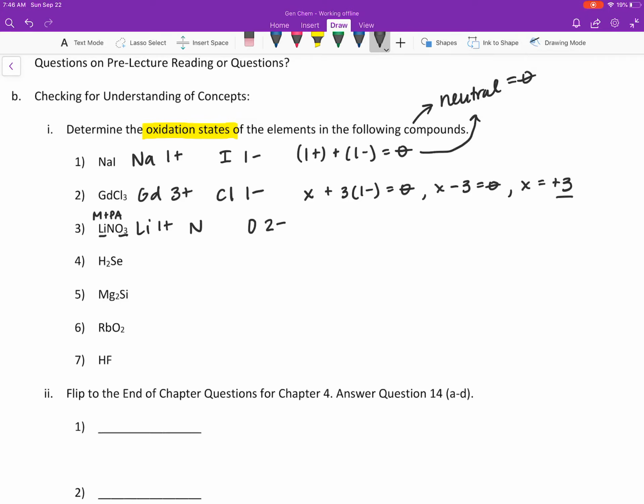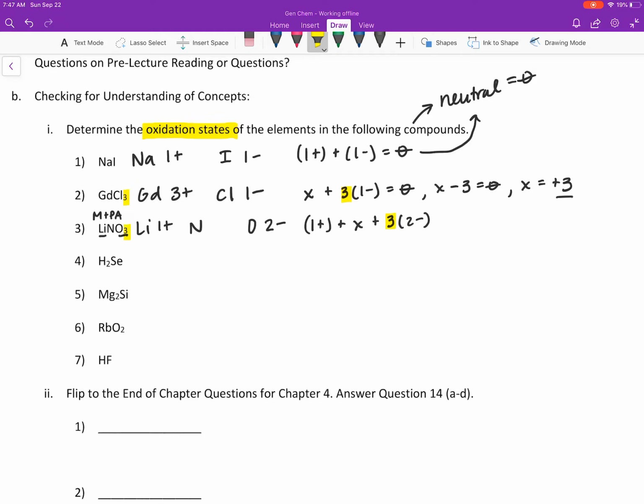So I'm going to set up a little algebra formula. I'm going to read left to right. My lithium is 1 plus. My nitrogen is what we don't know because it can't be another negative charge in order for all of this to cancel out. And I have 3 negative 2's. And I get the 3 from the subscript, just like I did before.